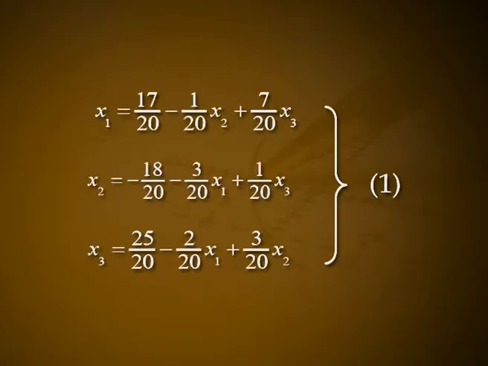Solution. The given system of equations can be written as x1 equal to 17 by 20 minus 1 by 20 into x2 plus 7 by 20 into x3, x2 equal to minus 18 by 20 minus 3 by 20 into x1 plus 1 by 20 into x3, and x3 equal to 25 by 20 minus 2 by 20 into x1 plus 3 by 20 into x2. Let it be the system of equations 1.